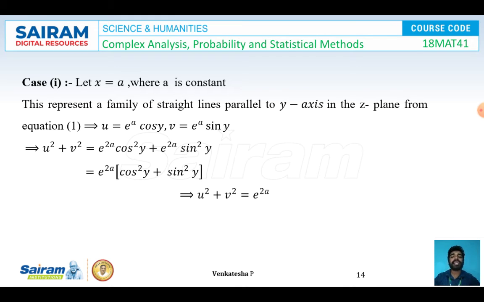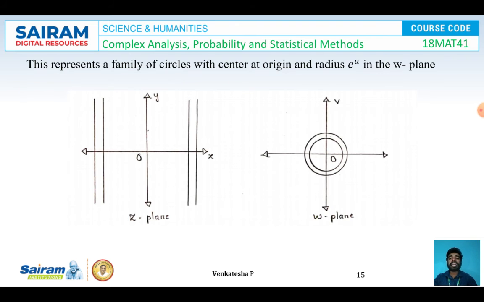So hence we can say that the family of straight lines in the z plane has been transformed into a family of circles with center at origin and radius e power a. In the figure we can see that this is a family of straight lines x equal to a, which is parallel to the y axis. After transformation, I got a family of circles with center at 0 and radius e power a in the w plane.